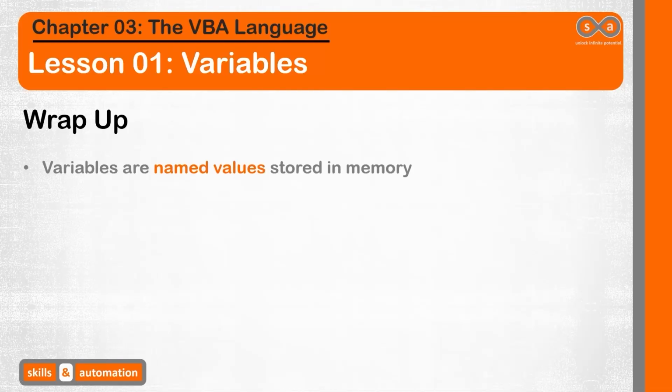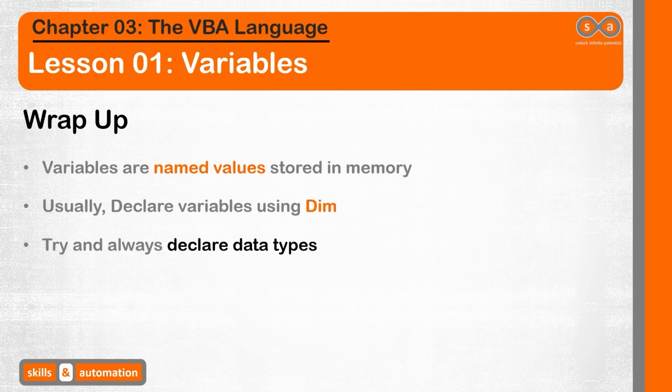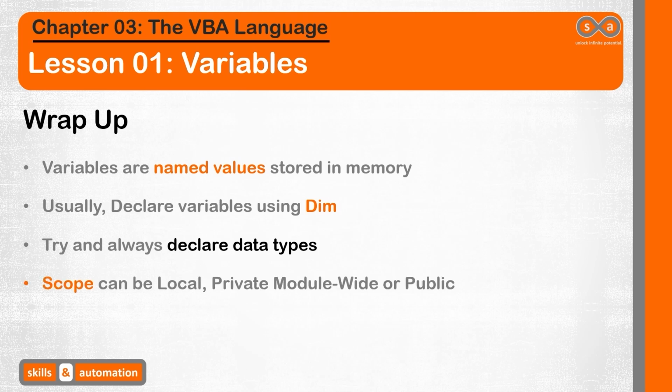Variables are named values stored in memory. Usually we declare a variable using the dim statement. Try and declare data types for each variable where possible, otherwise they will default to the variant type. Scope of a variable determines where it can be used: within the same procedure, within the same module, or across all procedures and modules. And that was an introduction to variables.